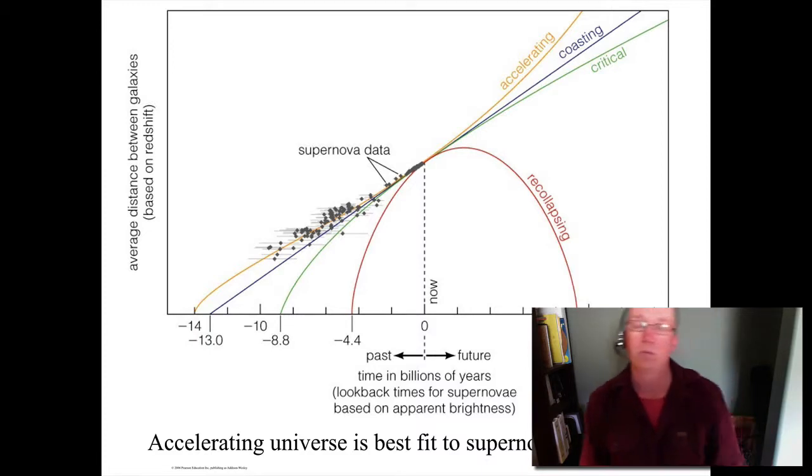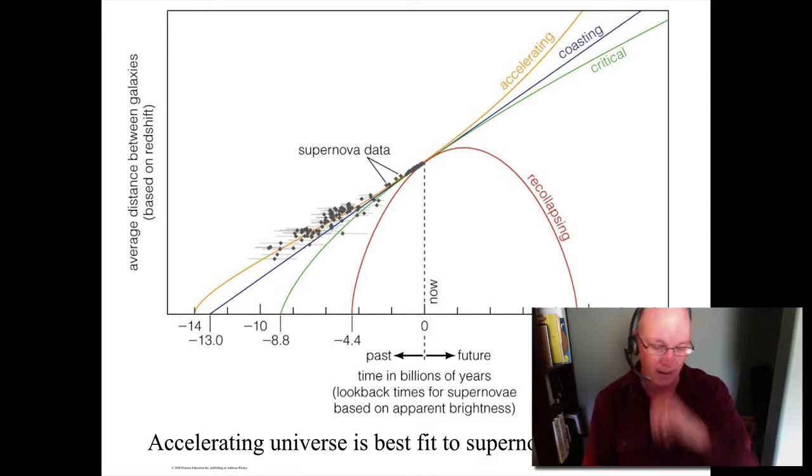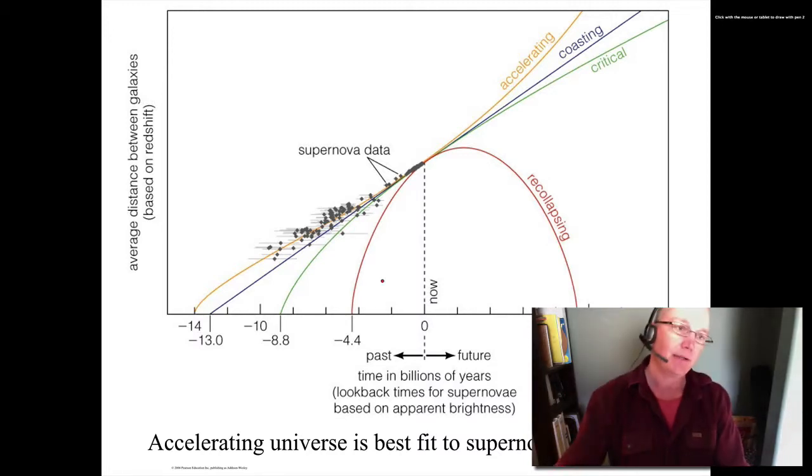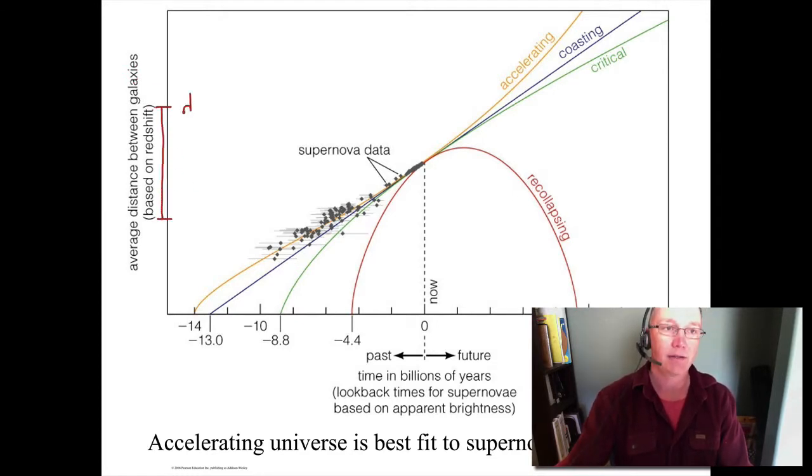Okay, so let's see what the data tells us. This is the supernova data that's been taken over the last decade or so, and what we're looking at here is the average distance between the galaxies. This is based on redshift, right? So this is how far away the galaxies are from us.